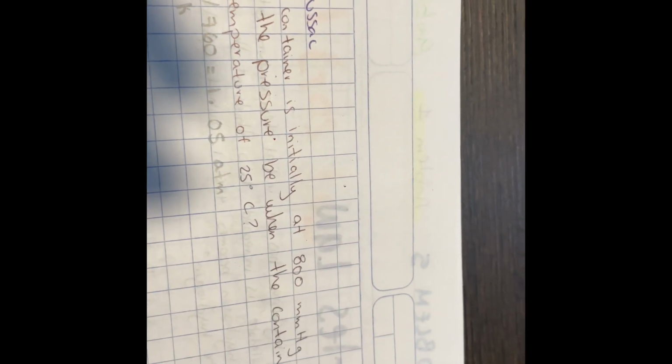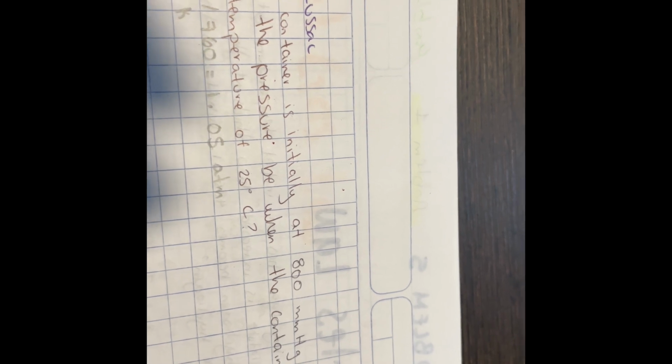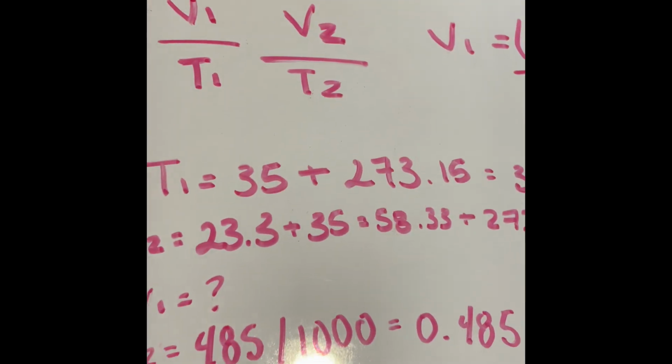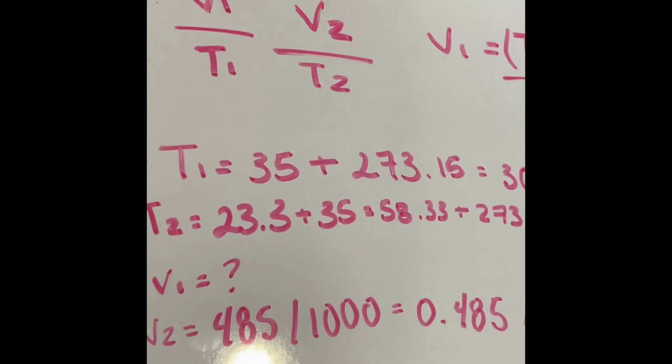Okay, a gas container is initially at 800 mmHg and 377 Kelvins. What will the pressure be when the container warms up to room temperature of 25 Celsius? Exercise number 2, I have done the exercise, but let me explain.